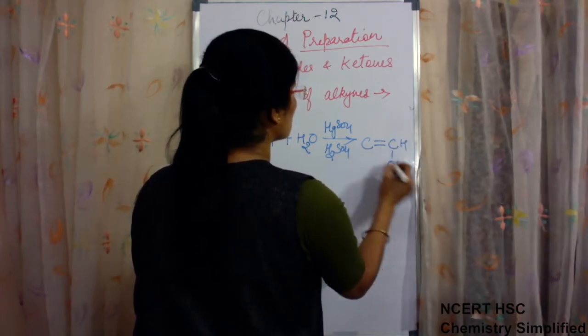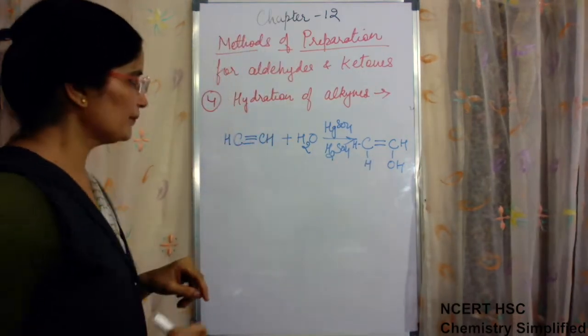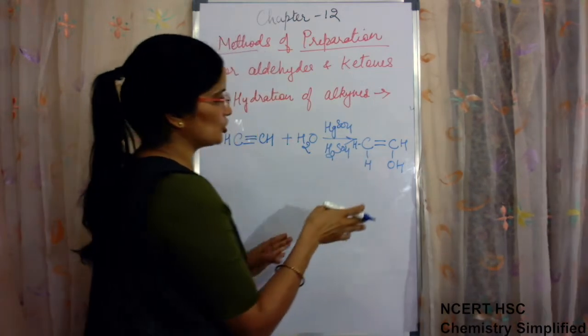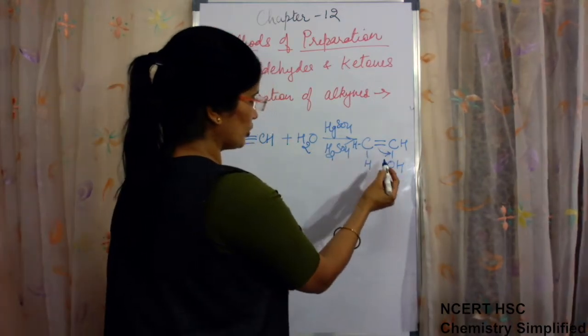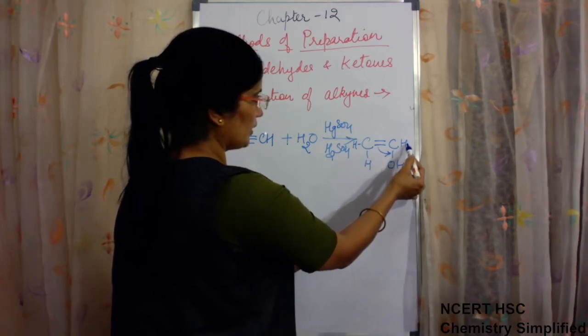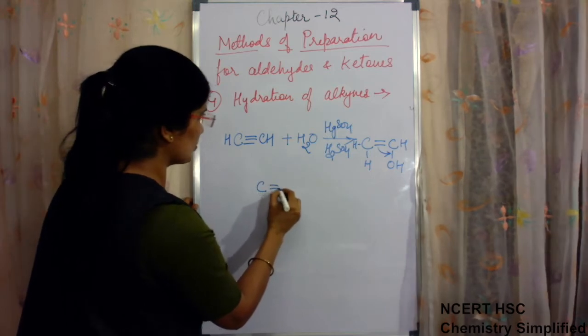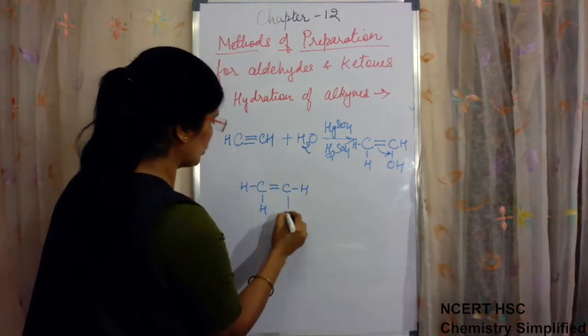One side OH, another side H. Okay. Now, in this molecule, what will happen? Rearrangement, tautomerism will take place. When the double bond shifts here, what will happen? This carbon atom will have only one bond. Let me explain it separately here. C double bond C, H, H, and H and OH.